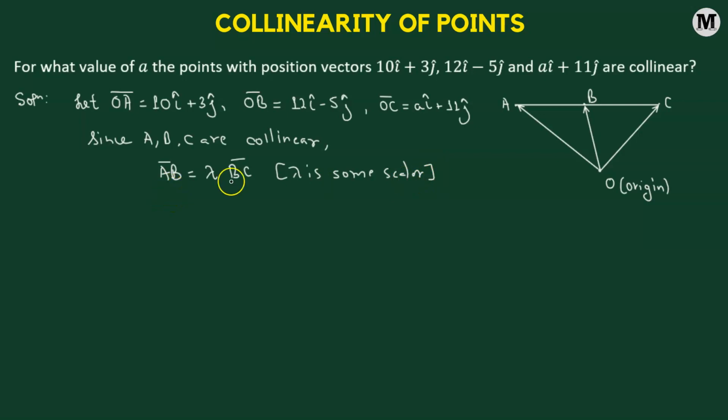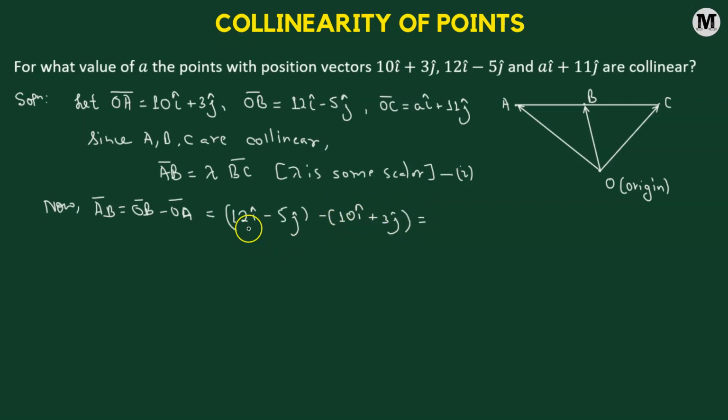Now we'll need to find AB vector. So let's label this as number 1. We'll come back to 1 in a moment. Now, AB vector is defined as OB vector minus OA vector. The OB vector is 12i cap minus 5j cap, and from here we're going to subtract OA vector, which is 10i cap plus 3j cap. That is equal to 12i cap minus 10i cap, that's 2i cap, and negative 5j cap minus 3j cap, which is negative 8j cap.